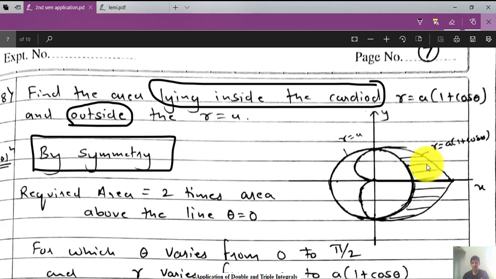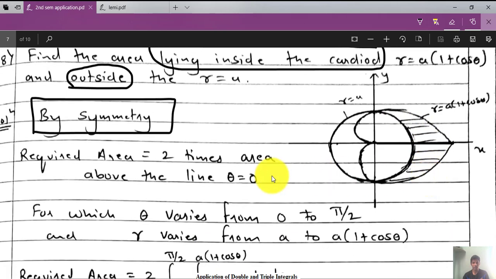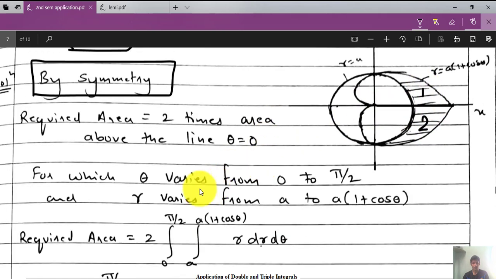Fine, okay. So this is the cardioid, inside the cardioid and outside the cardioid, this is the common region. Now the required area is 2 times the area above the line, because this is my first area and this is my second area. Depending upon theta, theta equal to 0, this particular line, it is symmetric over here. Now theta varies from what? Theta is an angle, so it varies from 0 to pi by 2.